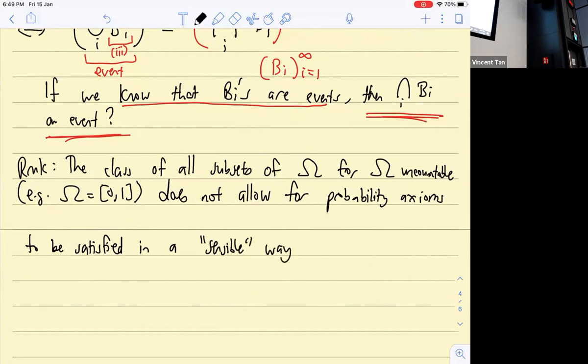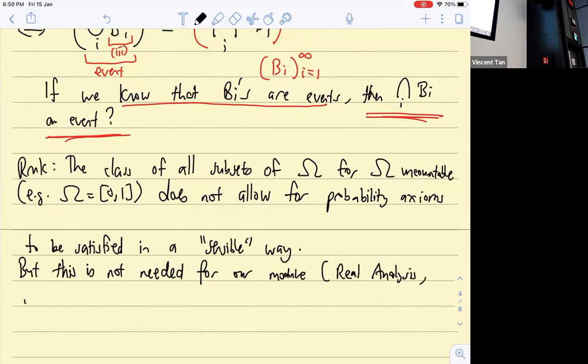But this is not needed for our module. This sort of subtlety is not needed. This sort of subtlety belongs to a real analysis class. Real analysis means measure and integration class.